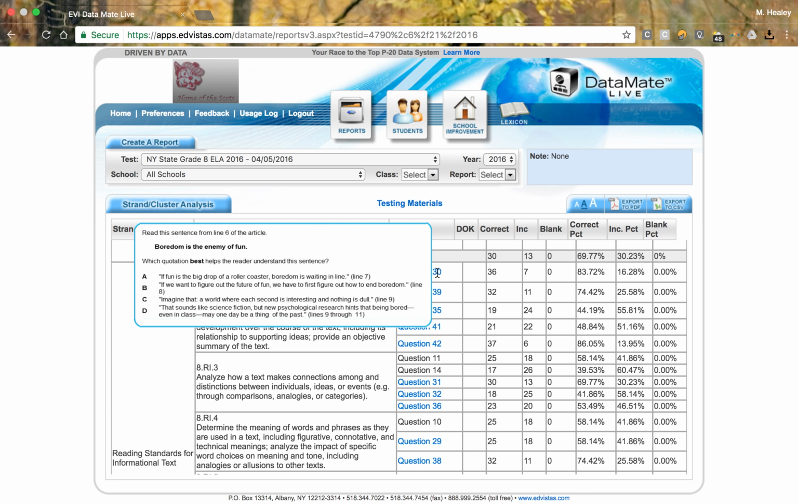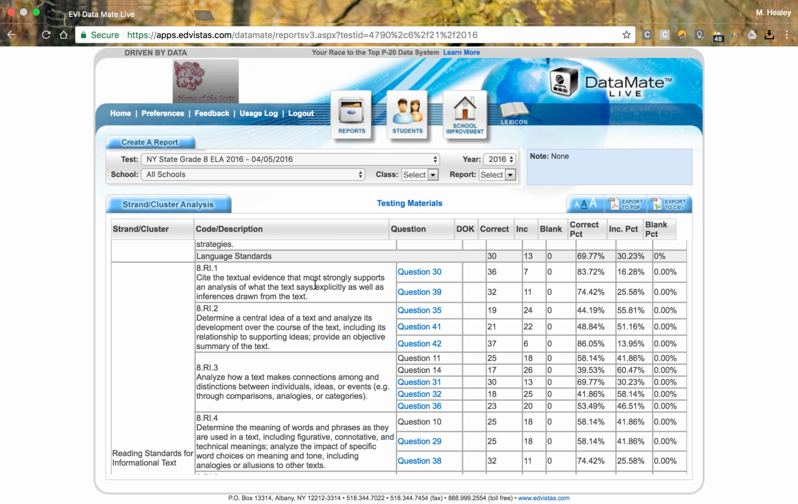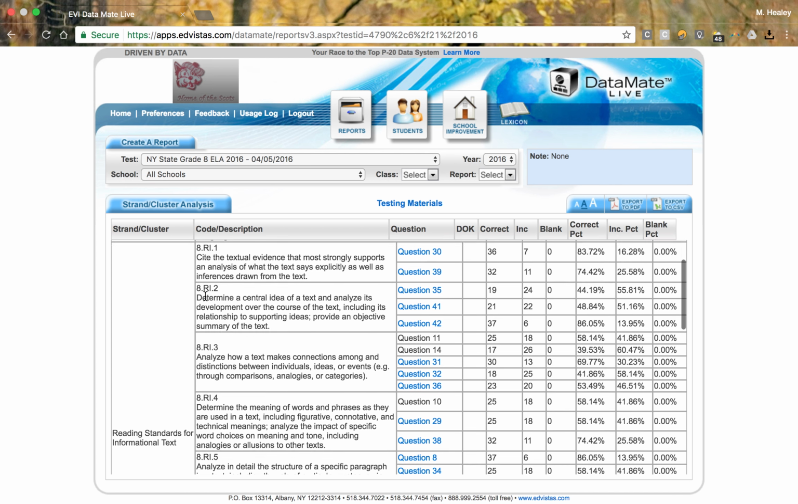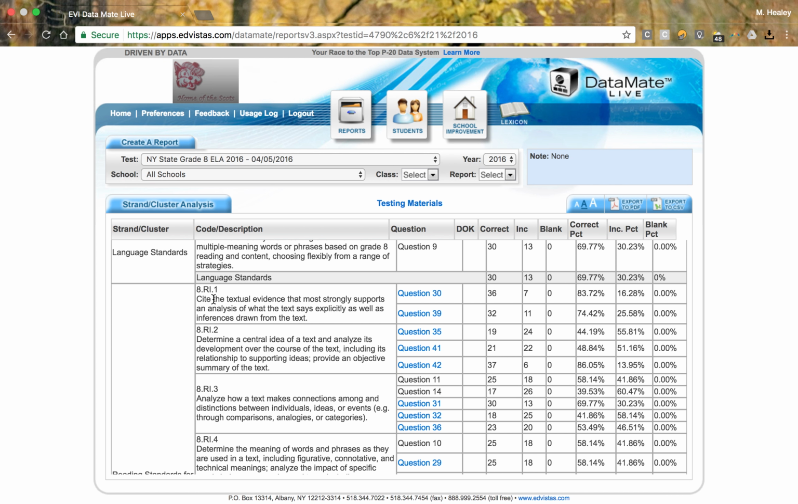You can see question 30 and 39 related to reading standards for information text, and specifically 8 RI reading information 1. So you can see that of the students who took our exam, 83% answered this question correctly, 75% answered question 39 correctly. So it looks like our students are performing very well in that particular strand.